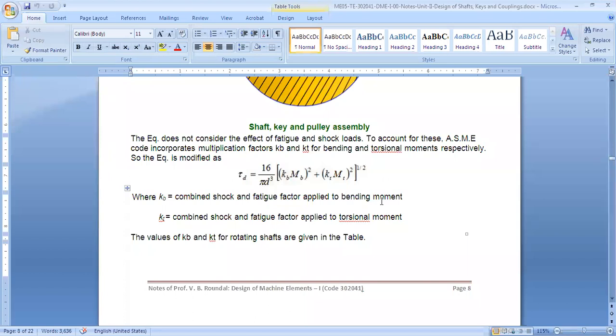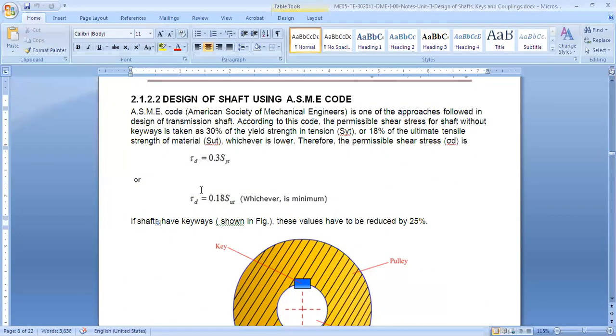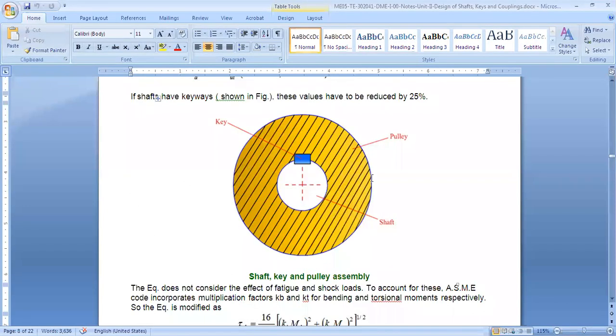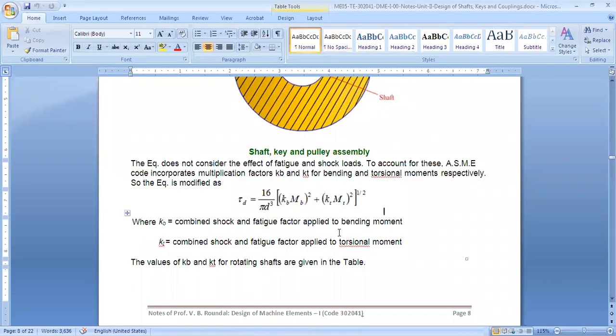So just to make sure that our shaft will not fail for the shock or fatigue, or keyways. When we introduce keyways, we are introducing stress concentration, and because of stress concentration, your shaft will fail earlier. So just to consider all that, we are introducing these factors. So first step is we are introducing a factor for the allowable stress, and then we are introducing a factor for the twisting and bending moment.